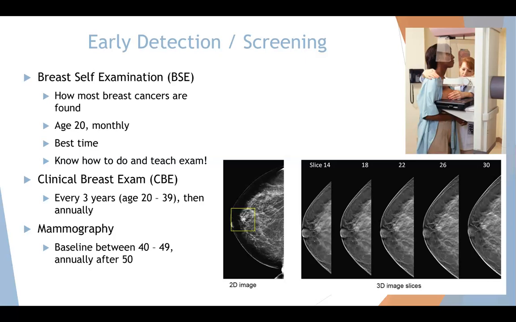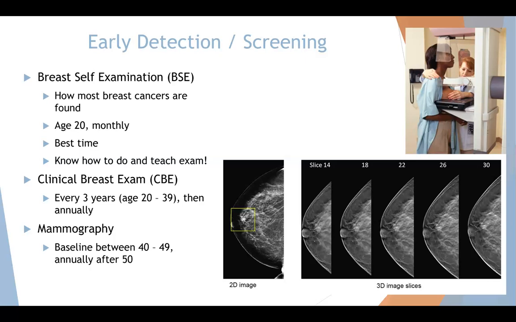So clinical breast exams, these are when you actually go to a doctor or nurse practitioner or PA or whoever it is for your annual physical. At least every 3 years, a breast exam needs to be done starting at the age of 20. And then when you hit 40 years old, the breast exam should be annual. This changes due to risk factors. If there's a family history of breast cancer, they're probably going to do annual checkups.